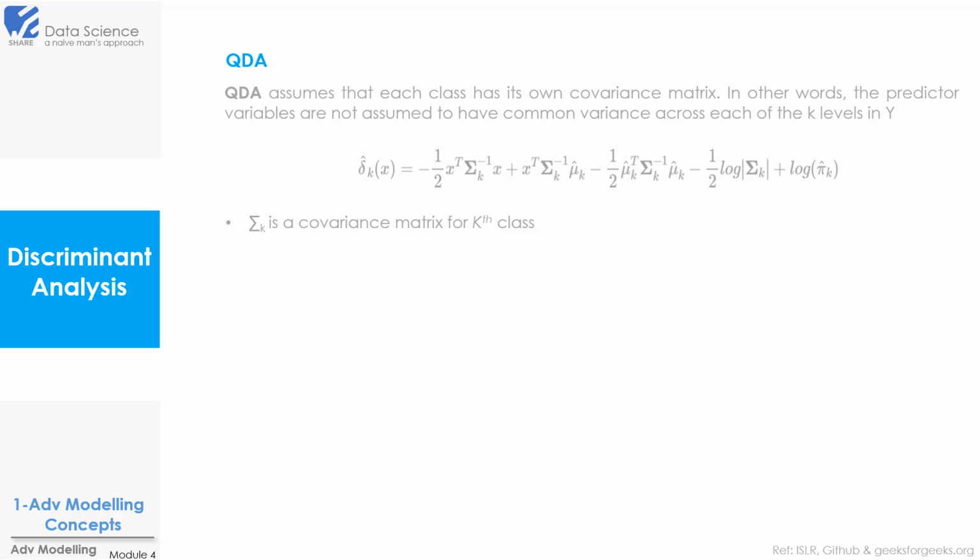Here summation k is the covariance matrix for the kth class. That is the only change in QDA. Earlier we had this covariance matrix common for all the k classes. Now we have an individual covariance matrix for all the classes. So that is how we calculate the discriminant score in QDA, and then the rest of the process remains the same.